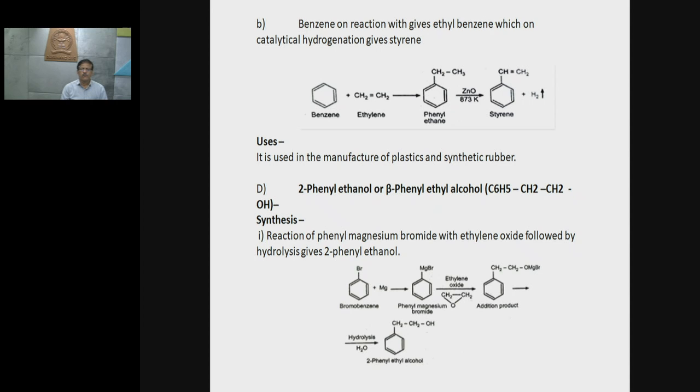Fourth petrochemical is 2-phenyl ethanol, which is also known as beta-phenyl ethyl alcohol. Formula is C6H5CH2CH2OH. See the synthetic method. Reaction of phenyl magnesium bromide with ethylene oxide followed by hydrolysis gives 2-phenyl ethanol. Bromobenzene reaction with magnesium firstly gives phenyl magnesium bromide, which is reacted with ethylene oxide, forming an addition product, and then on hydrolysis it gives 2-phenyl ethyl alcohol. This is one method.